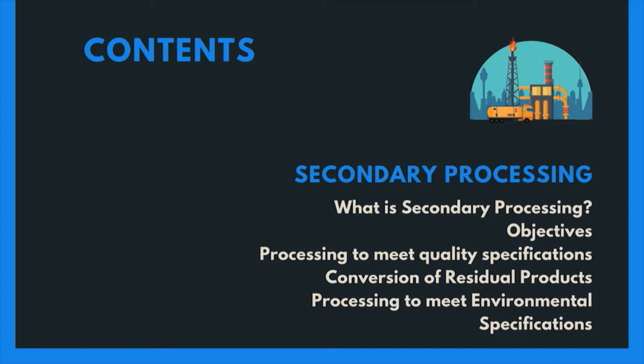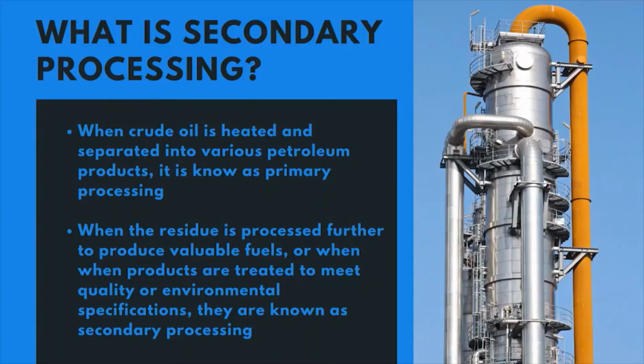When the crude oil is heated and separated into various petroleum fractions, it is known as primary processing. So at the end of primary processing, we get various products like heavy naphtha, kerosene, diesel, and then finally the bottom of the distillation column, which is known as residue oil. The residue oil or reduced crude oil has very little value. It can only be consumed as an internal fuel oil in a refinery. Otherwise, if you take it to market, it has very little value.